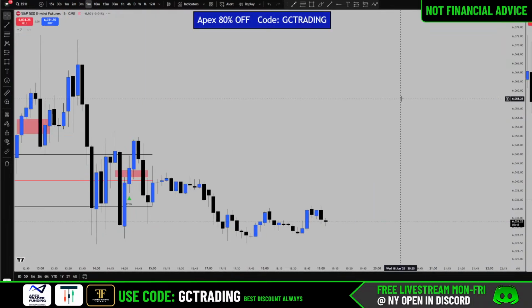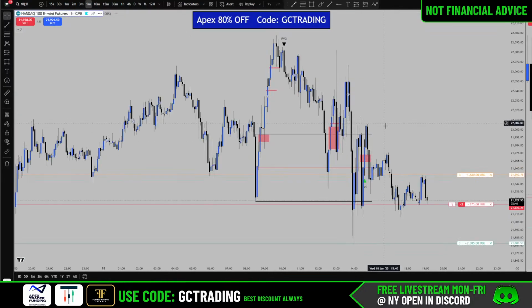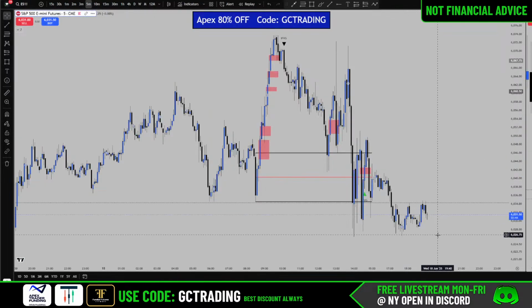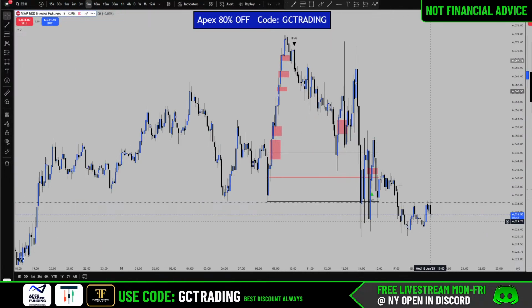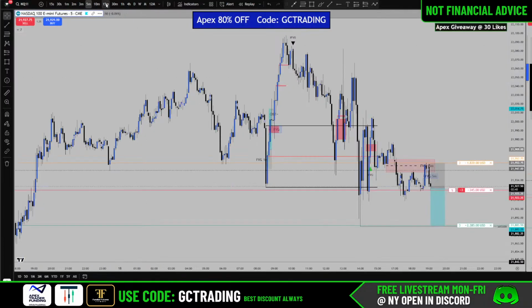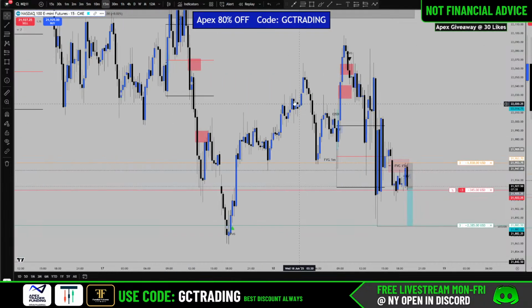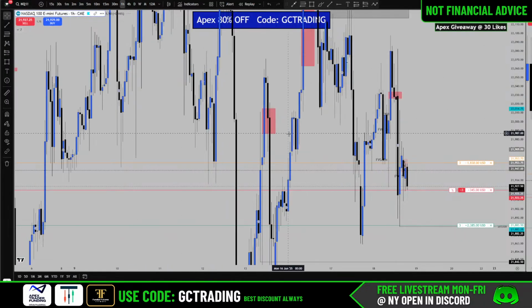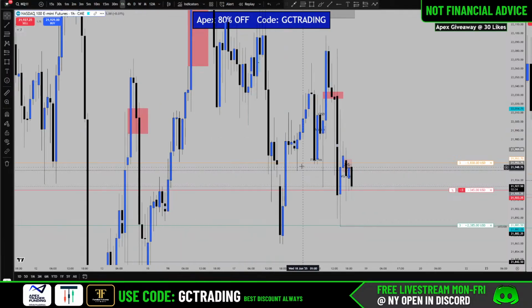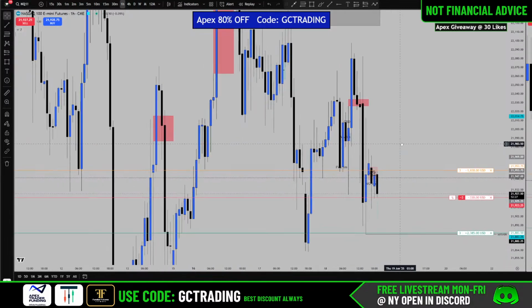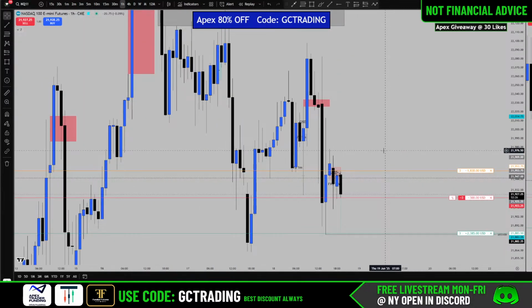Let's check ES, see what ES is doing. Interesting. The 1 hour, let's see, what do we have here? Big 1 hour gap. We did inverse the 1 hour gap right here.